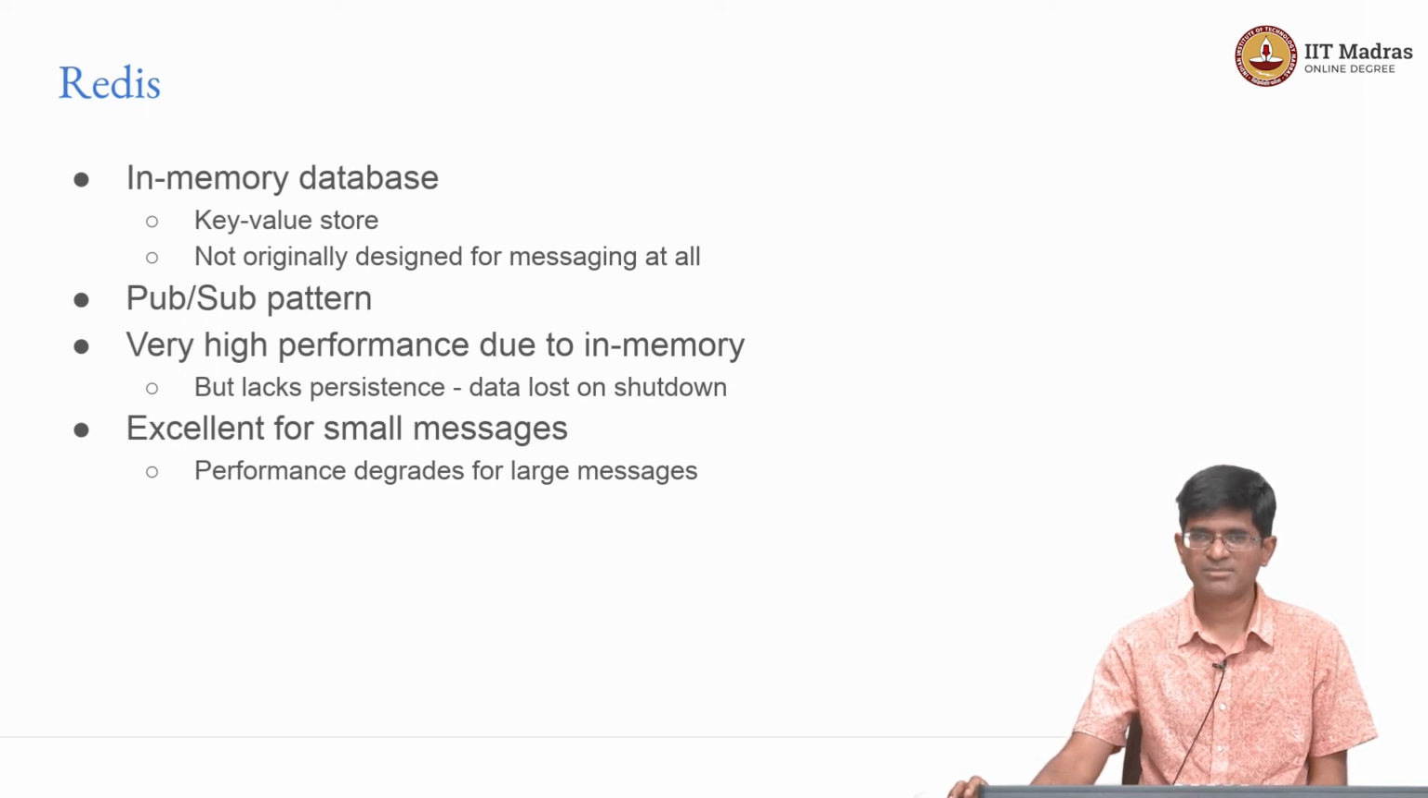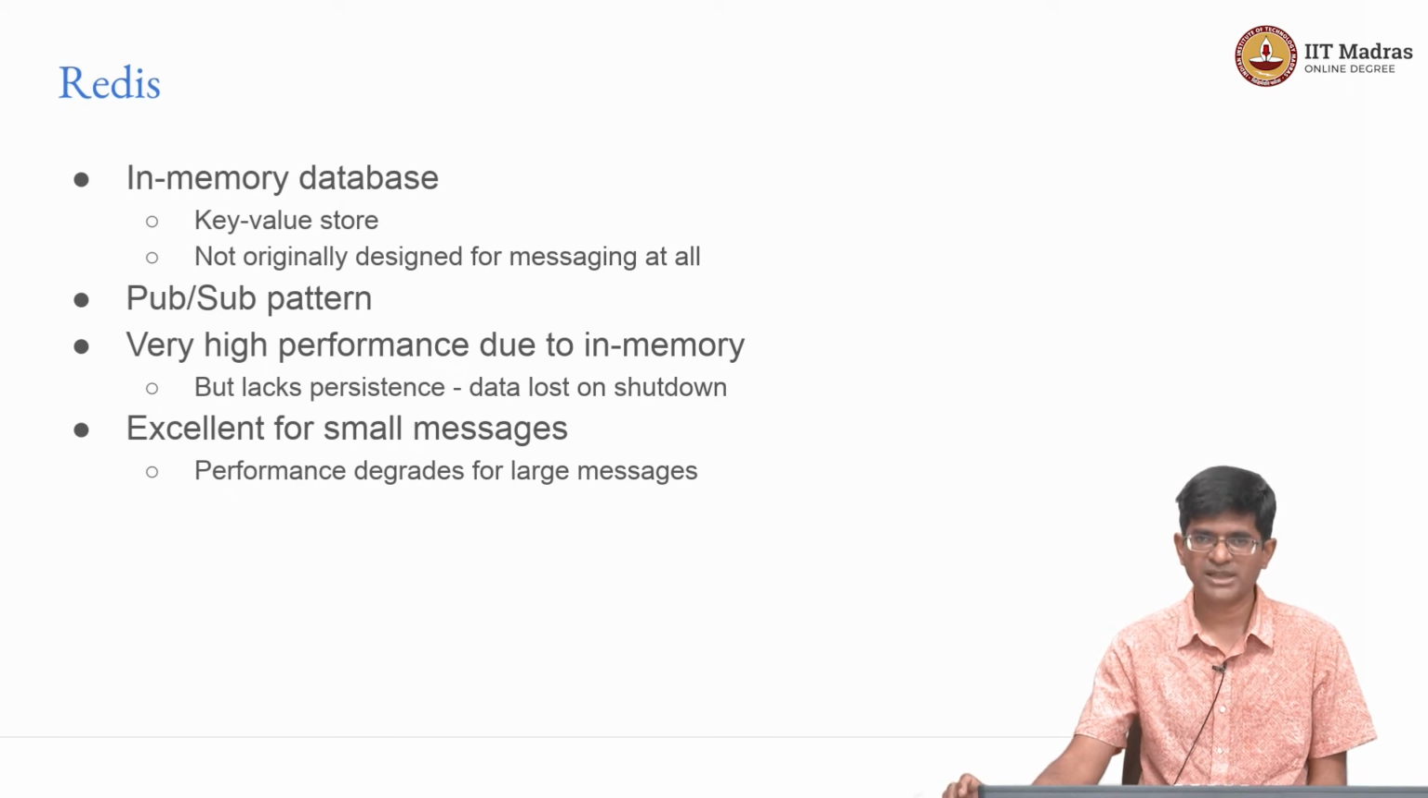And Redis by itself was not designed for messaging. All that it does is it allows you to define keys and store a value corresponding to each key, right? So it's a key value store. A key value store pretty much just means a dictionary in Python, right? Or an object in JavaScript, right? So you can have keys and you can have corresponding values for those.